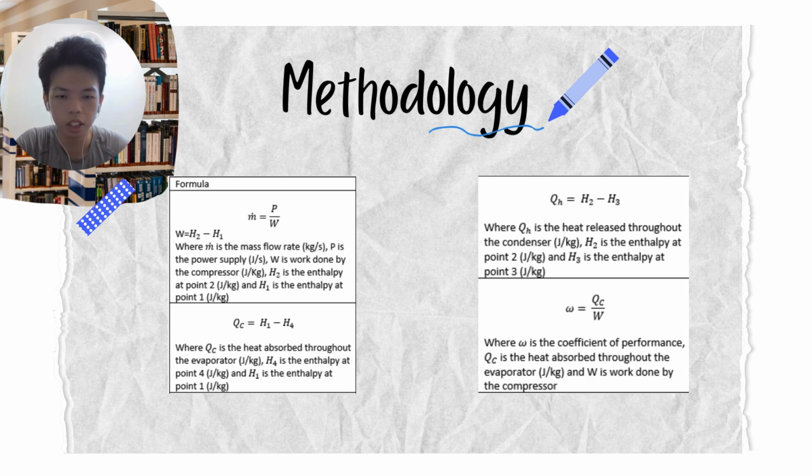And the last one is omega equals QC over W, where omega is the coefficient of performance, QC is the heat absorbed throughout the evaporator, and W is the work done by the compressor.